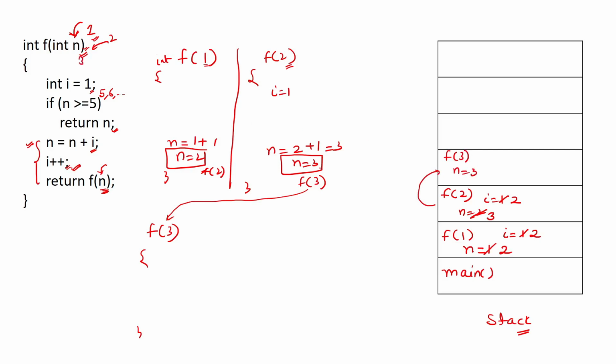Now when n is 3, i is 1, right? Again this will be false, and again add n and i. So this will be 3 plus 1, 4. So now n will be 4, and i plus plus, what will be the value of i? i is always 1, and in each call it is just getting from 1 to 2. So i will be 2 now, right? So from here, now f of 4 will be called, right? So again f of 4 will be called, and in the same way again we will execute this code.